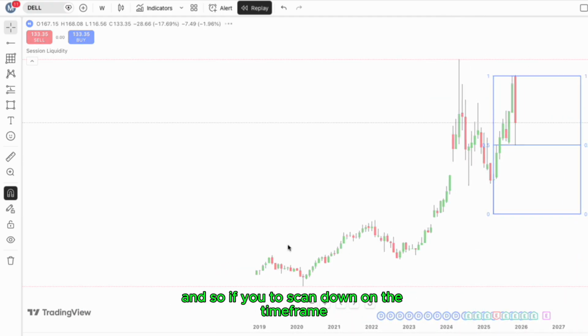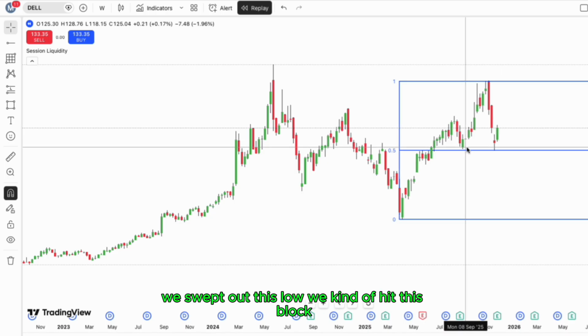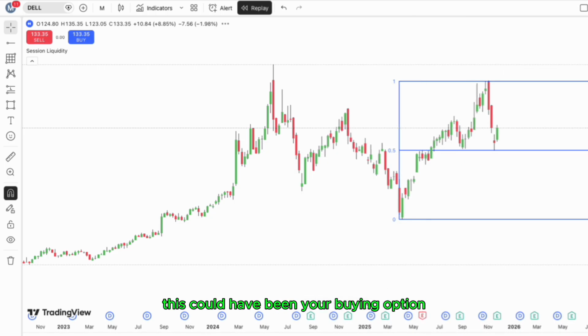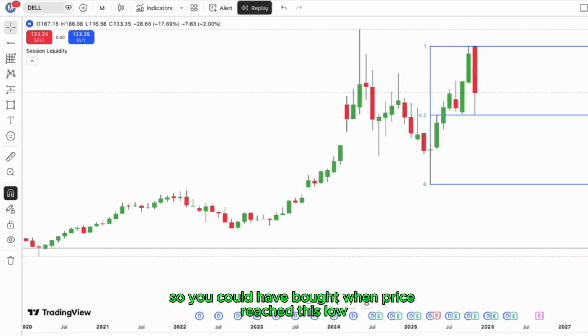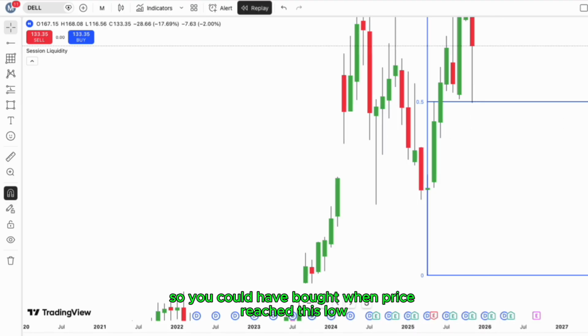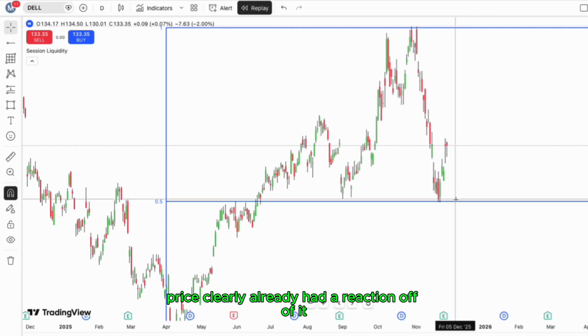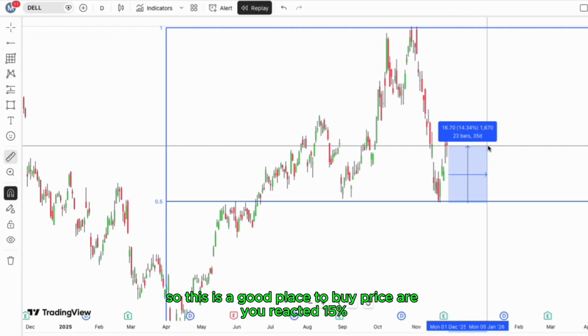And so if you were to scale down on the time frame, you're seeing that, okay, we swept out this low. We kind of hit this block. This could have been your buying opportunity. So you could have bought when price reached this low. And again, as you could see, price clearly already had a reaction off of it. So this is a good place to buy.